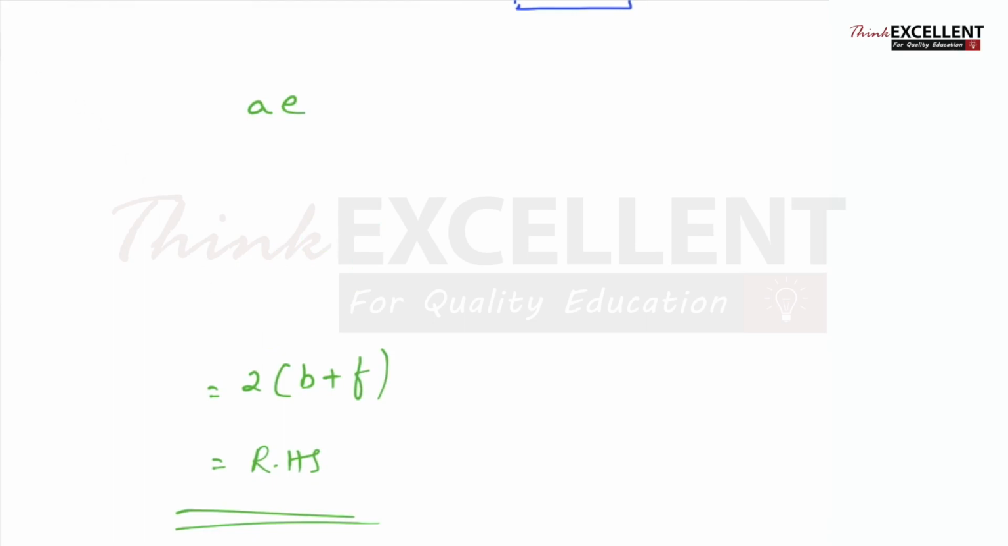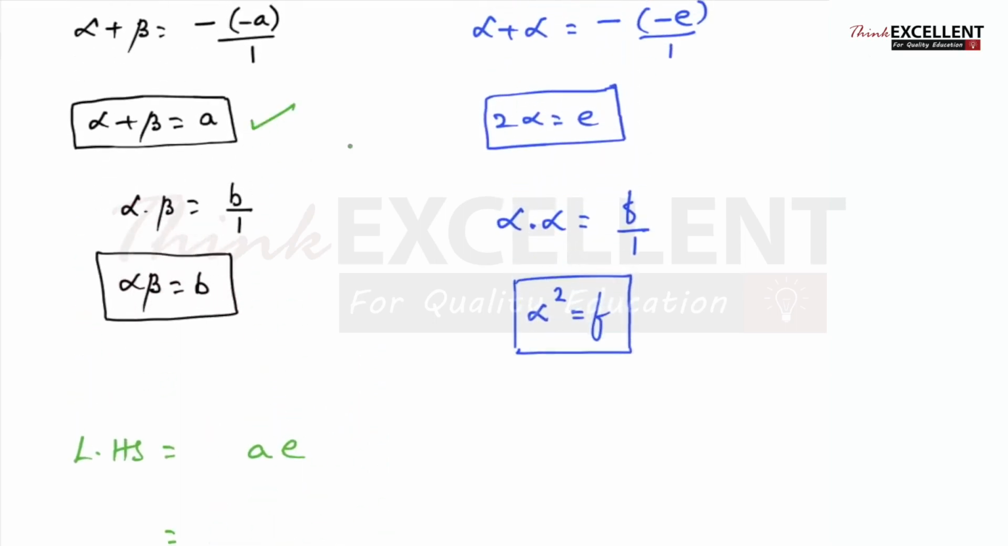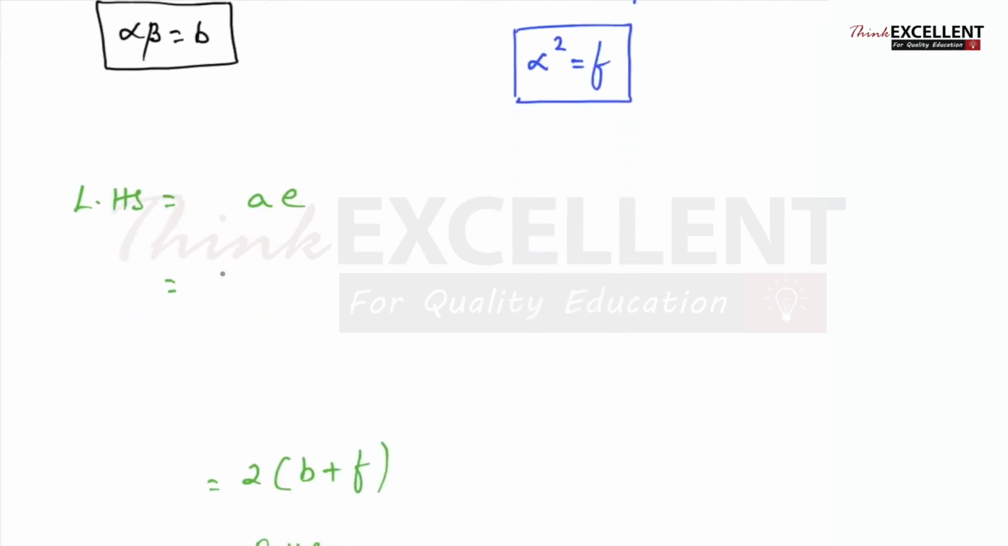So we start with the LHS, right? Because it's a prove that question. So you know the answer also, right? So LHS is AE. We have to prove LHS equal to RHS. Just substitute the values, you will get the answer. AE: this is the A value, this is the E value. A value is alpha plus beta, alpha plus beta, into the E value.